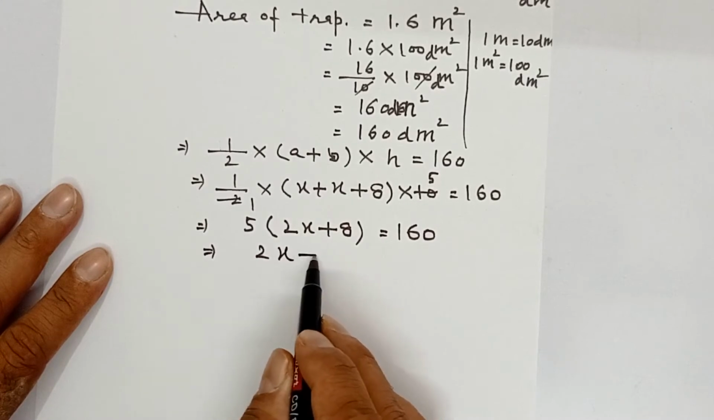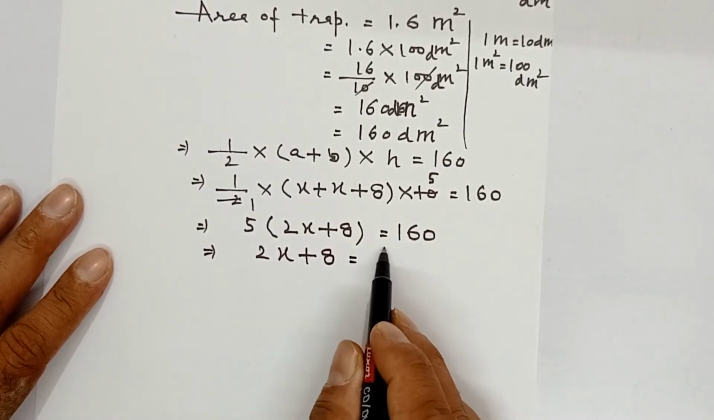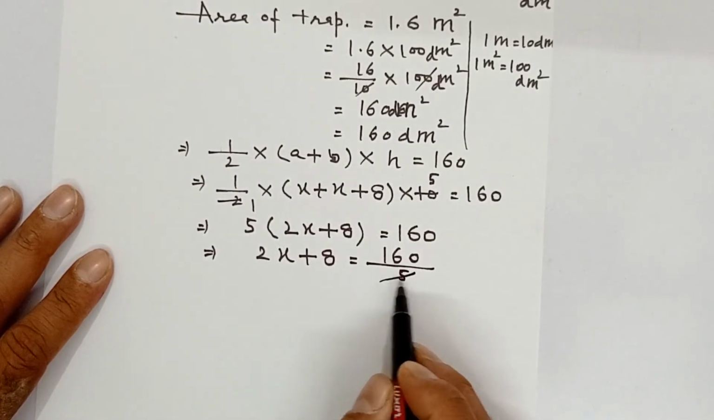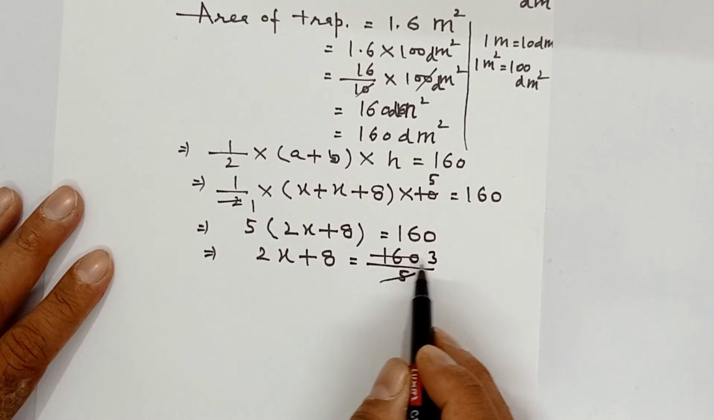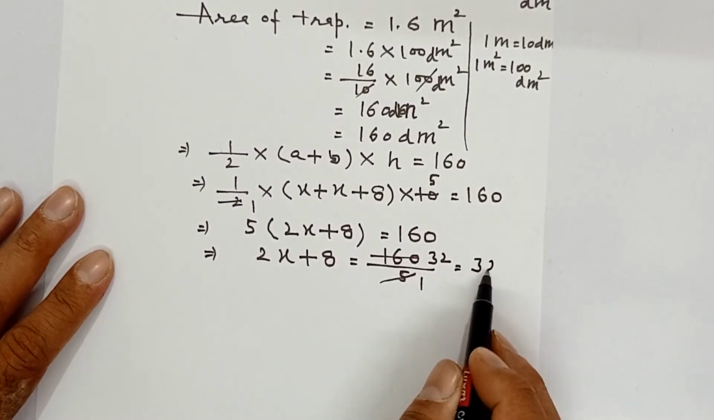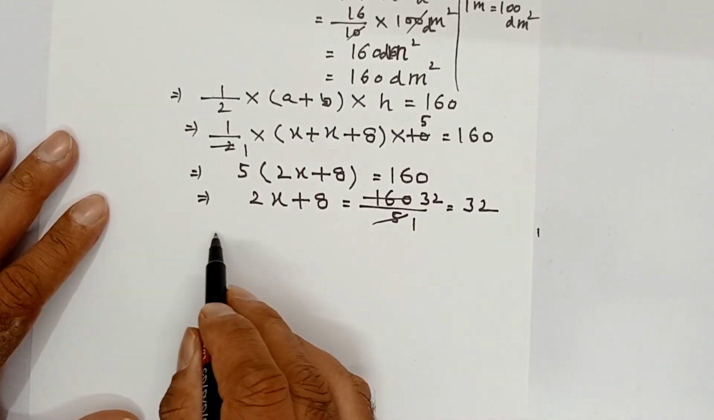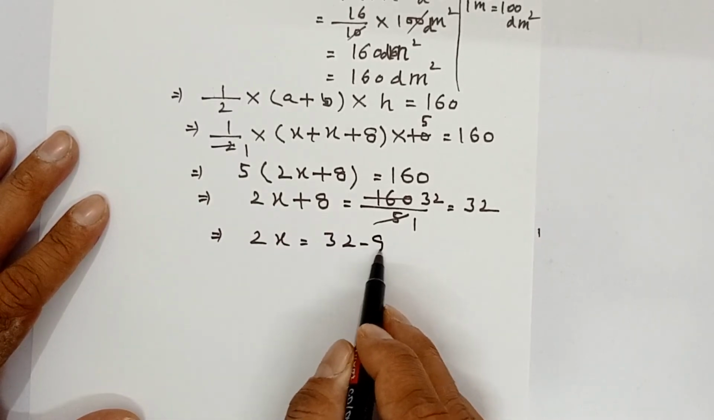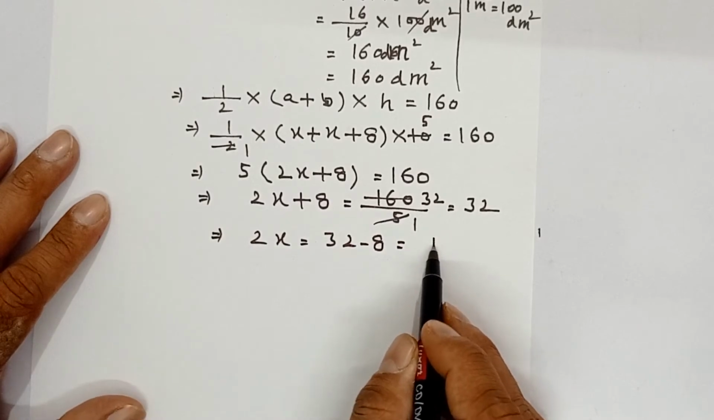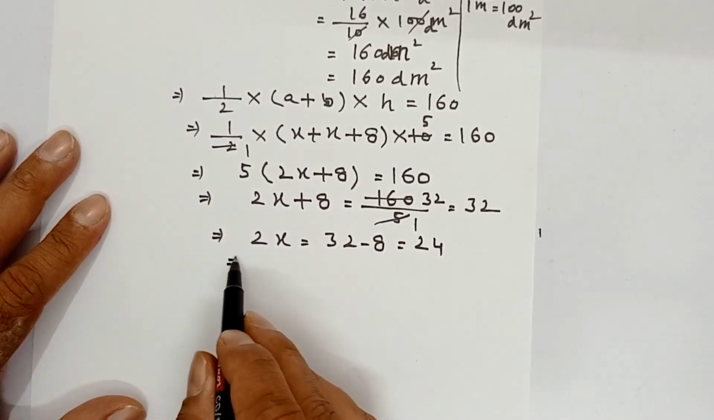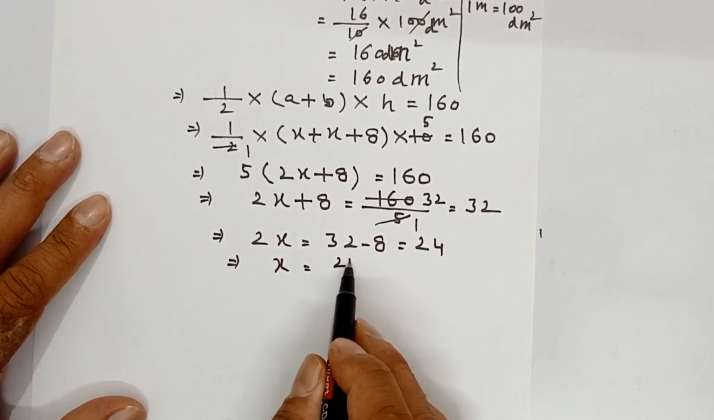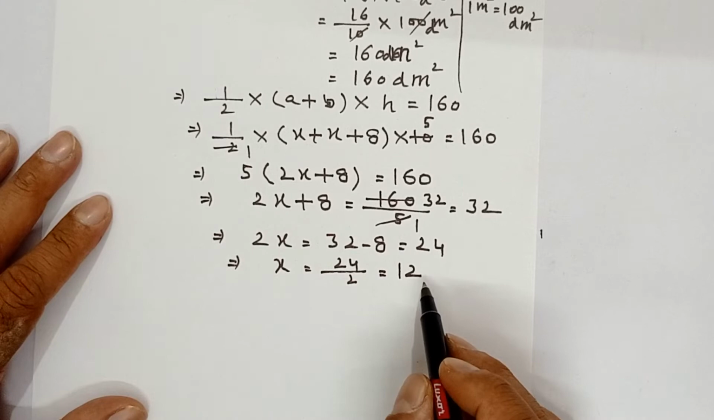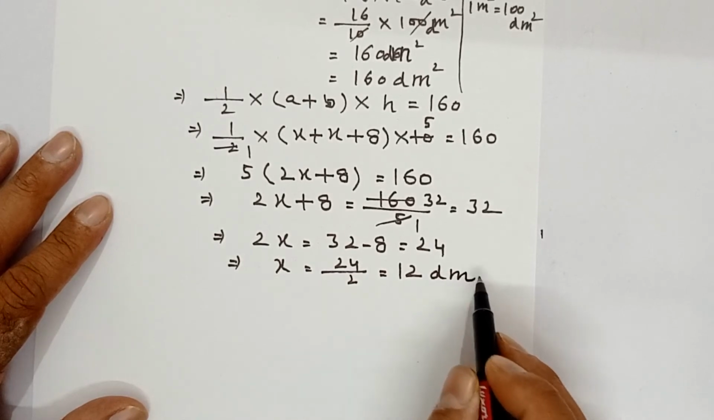2x plus 8 will be kept on the left side, and 160 will be divided by 5. 5 ones are 5, 5 threes are 15, 1 6, 5 twos are 10, 32. From here 2x will be equal to 32 minus 8, 24. So x will be 24 divided by 2, and after cancellation you get 12 decimeter.